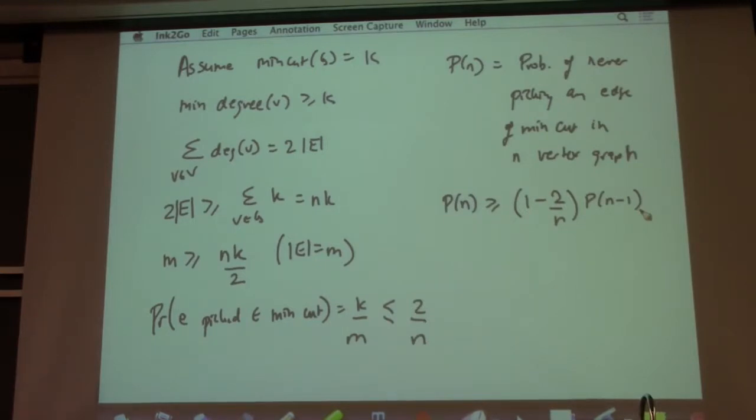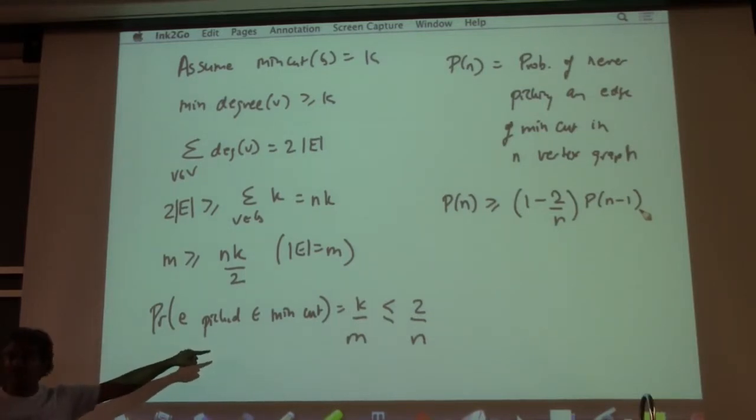See what I just did here? What I'm saying is that I would like to express the probability of never picking an edge for an n-vertex graph in terms of the probability for an n minus 1 vertex graph that I get after one contraction. After one contraction, the probability of not having touched an edge of the min cut is at least 1 minus that probability, because the probability of picking an edge of the min cut is at most that probability. So the probability of not picking it is 1 minus 2 over n.